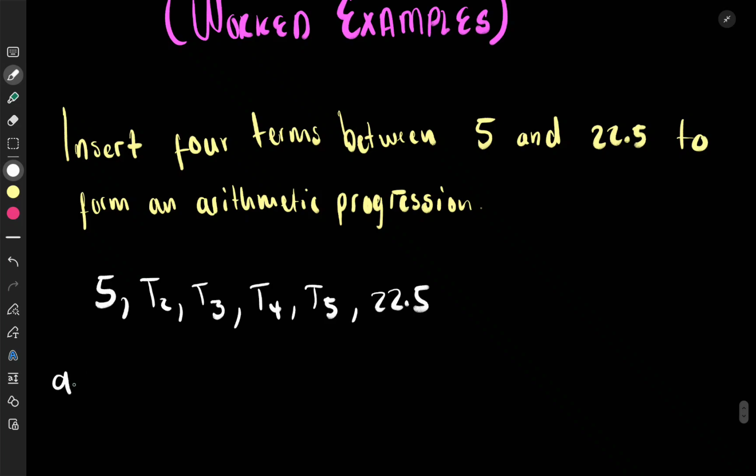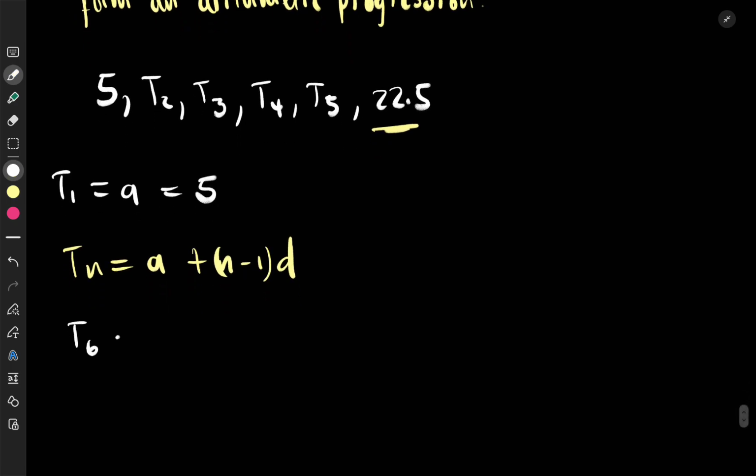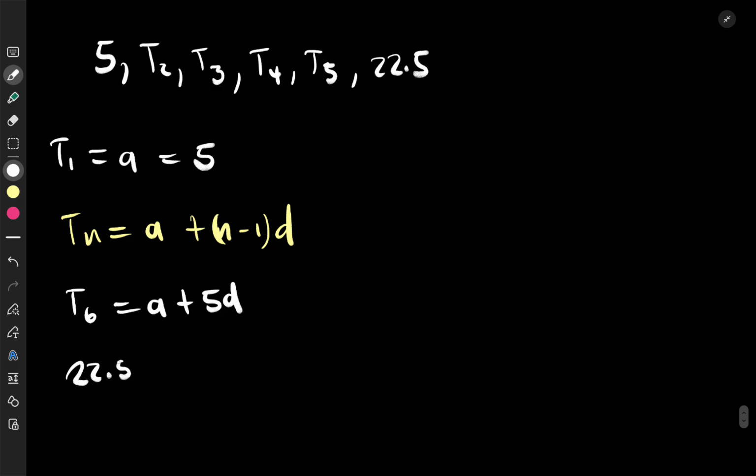So I can say that T1, which is equal to A, is equal to 5. Then I can now say that term number 6, which is equal to A plus 5D. Is that true? Because Tn is equal to A plus n minus 1 D, which is 1 less than the other one, right? So term number 6 is equal to A plus 5D. And what is my term number 6? 22.5. So I can say that 22.5 is equal to A plus 5D.